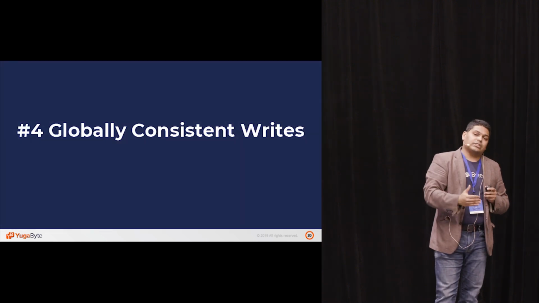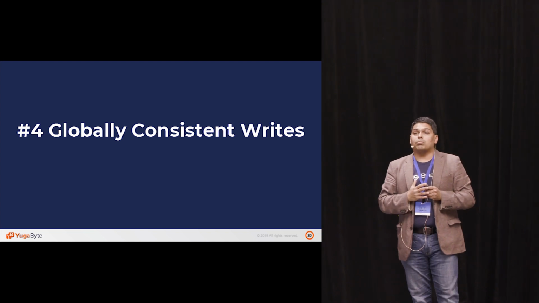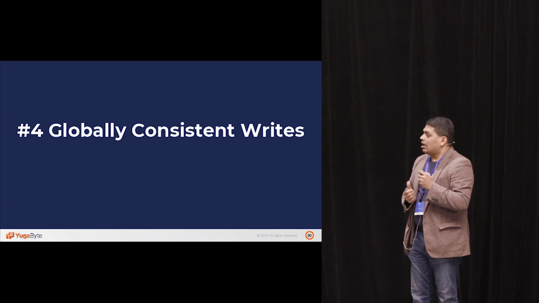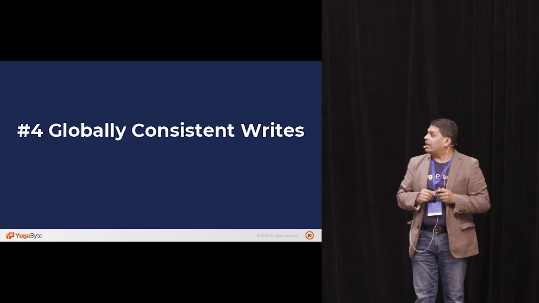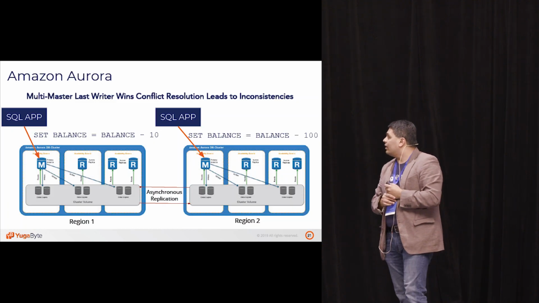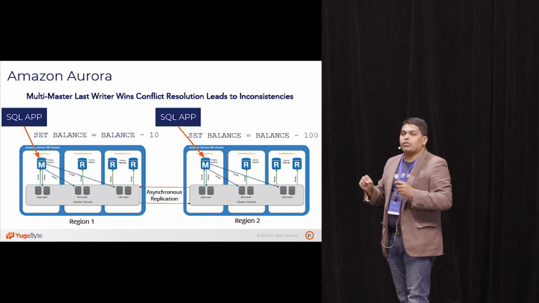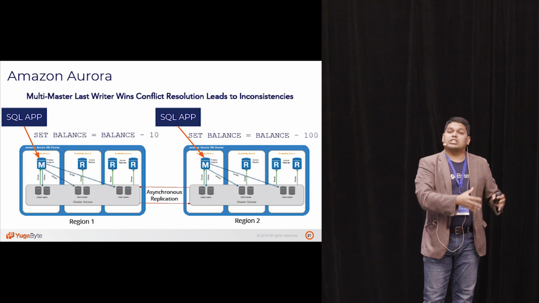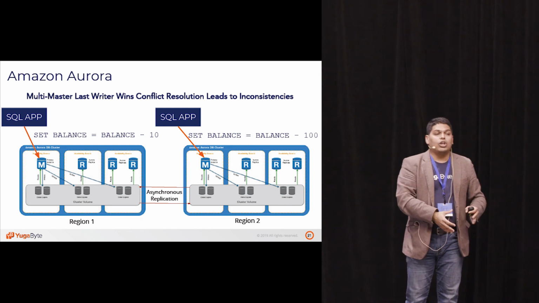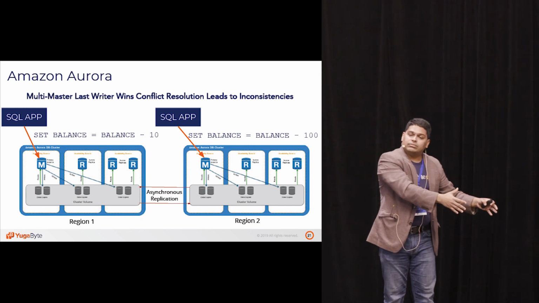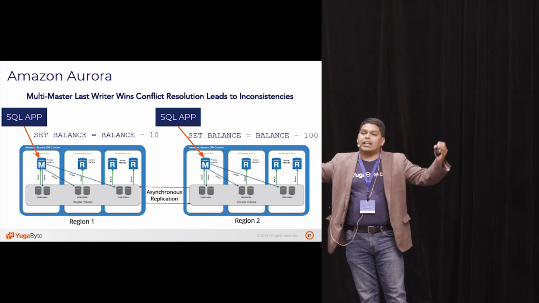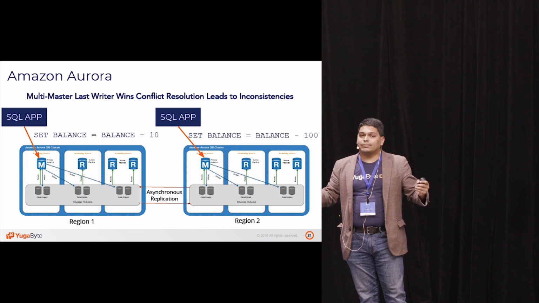Then it gets very interesting. Now we're talking about multi-region geo-distributed applications, and we want global consistency. I'll explain why global consistency is important. In the case of Aurora, if you want to deploy it in a multi-region deployment, then you will have what is known as a multi-master configuration. Full copy of the data in one region, full copy of the data in another region. They both take writes for the entire data set.